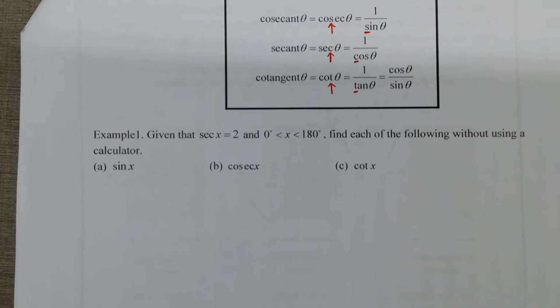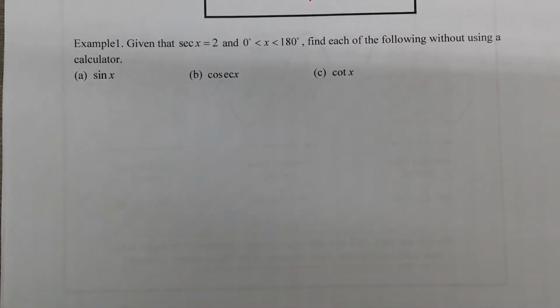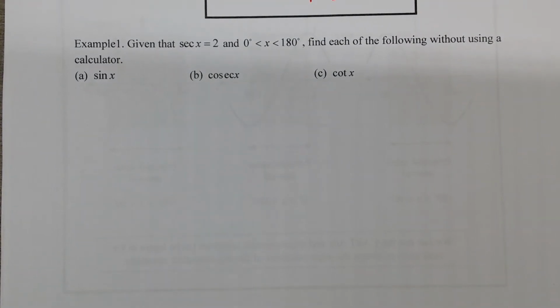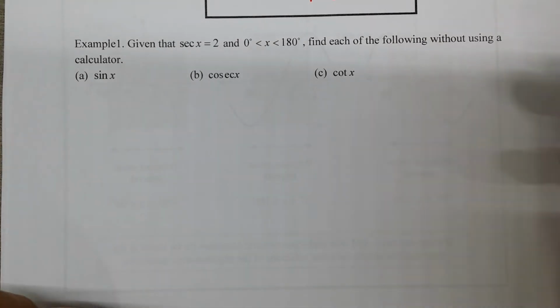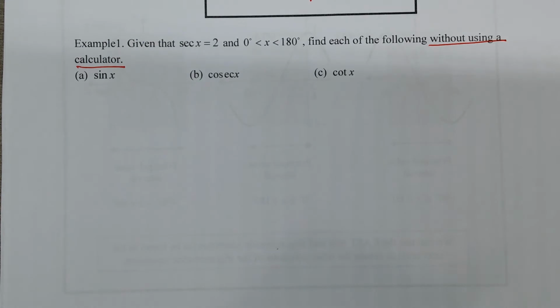So, let's move on. Let's try this example over here. Let me zoom in to focus. Secant x equals 2, and x is between 0 and 180. Find each of the following without using a calculator. Again, when the question says without using a calculator, it means you do not go and find the angle x. You don't press the calculator, x equals secant inverse or sine inverse or whatever inverse. We are not supposed to use the calculator.